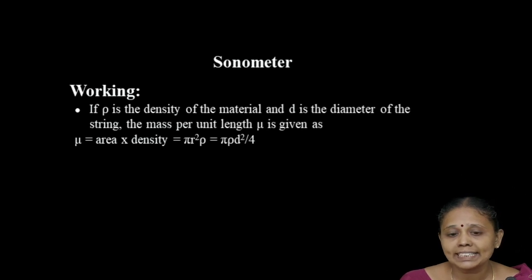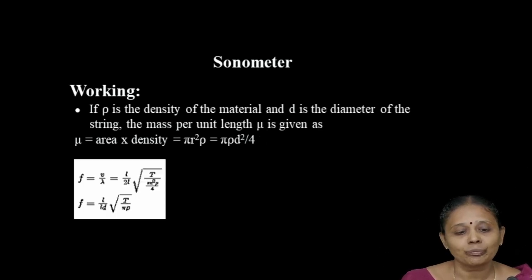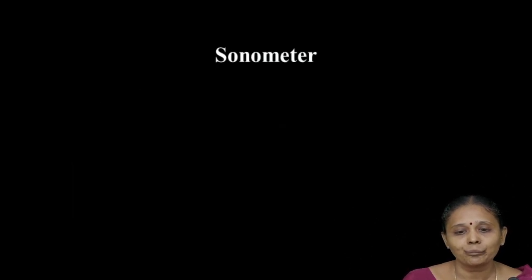Here rho is the density of the material and D is the diameter of the string. Then mass per unit length can be given as mu is equal to area into density. We know the area is pi r squared and the density is rho. Substituting these values, we get mu as pi rho d squared by 4. Substituting these values in frequency, the final result becomes F is equal to 1 by LD into root of T by pi rho.